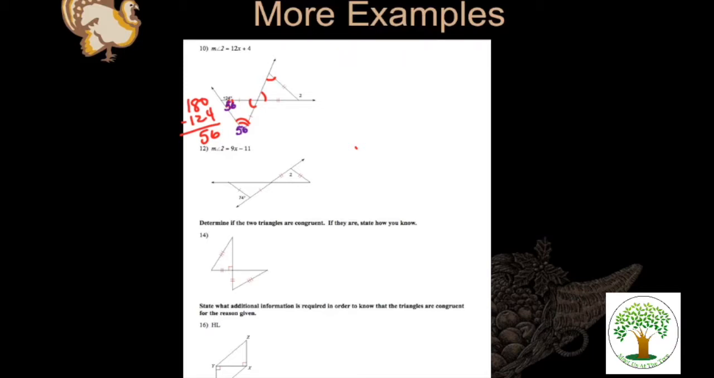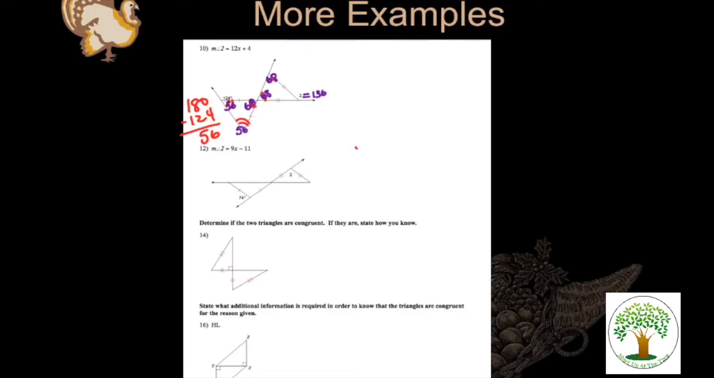I got this angle right here to be 68. That means that this one here is 68. That means this one over here is 68. That means that number 2, since this is the exterior angle and it equals the sum of the remote interior angles, angle 2 equals 68 plus 68, or 68 times 2. So I got angle 2 equaling 136. Yes, this is a long problem.